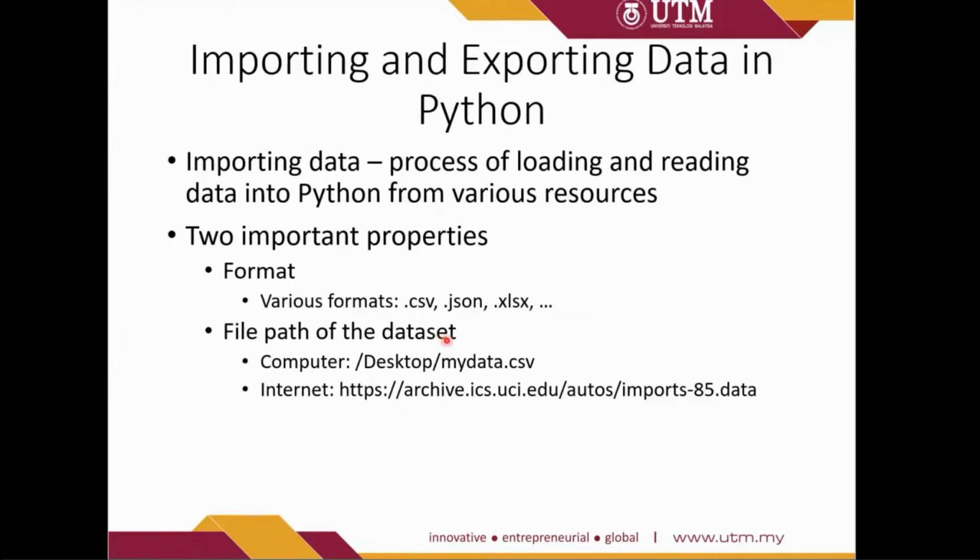Next, you have to be aware that the second important property is you need to know the file path of the dataset. So if it's on your computer, what is the file path? And if it's on the internet, what is its URL? And we're going to use the second one. We're just going to import our data from the internet.